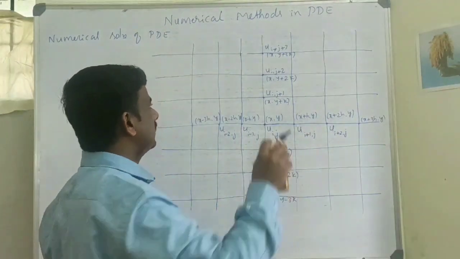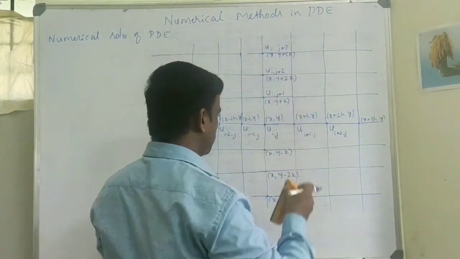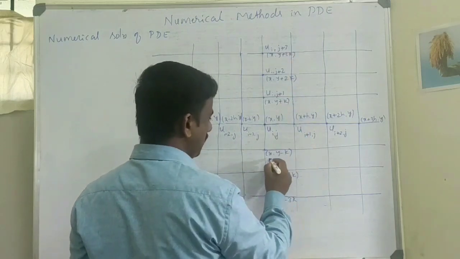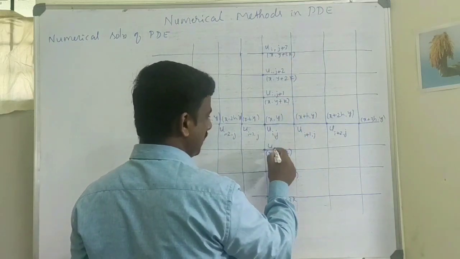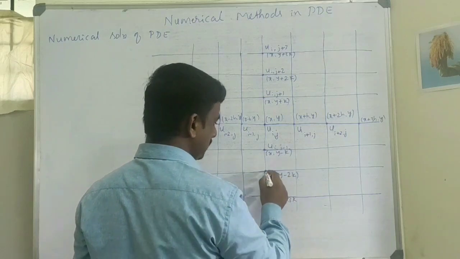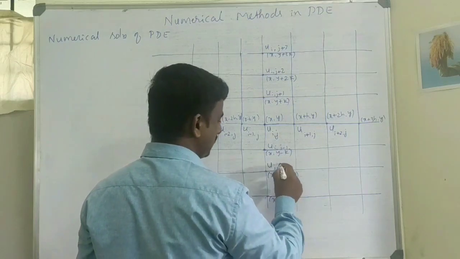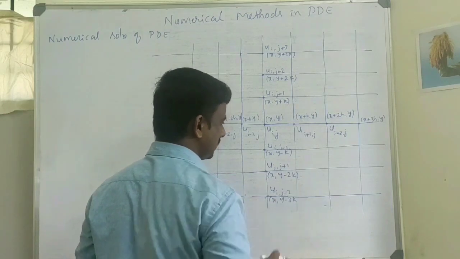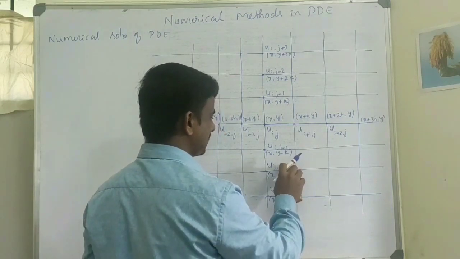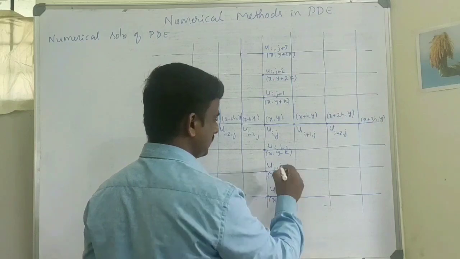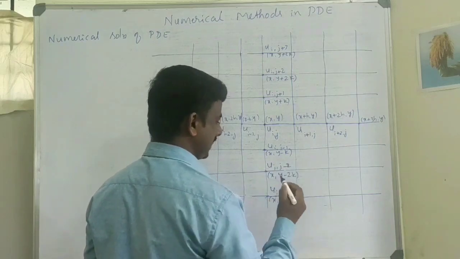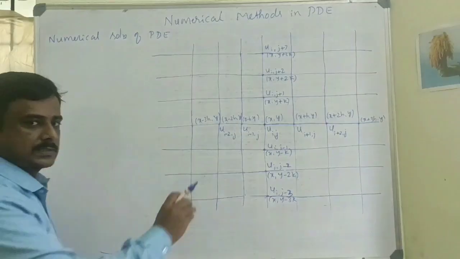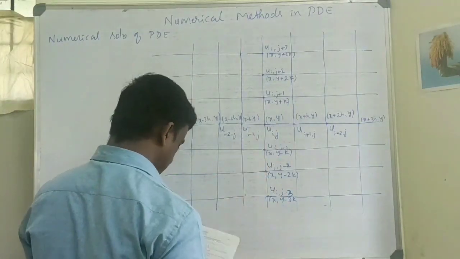And similarly, the points below x comma y will be u of i comma j minus 1, u of i comma j minus 2, and this one is j minus 3. So these are the points corresponding to x comma y.